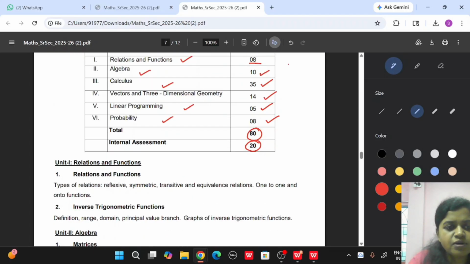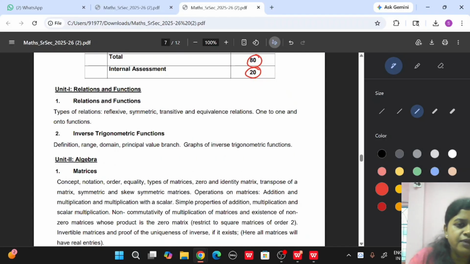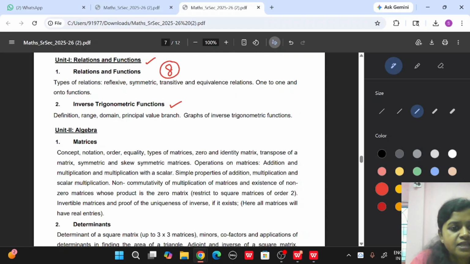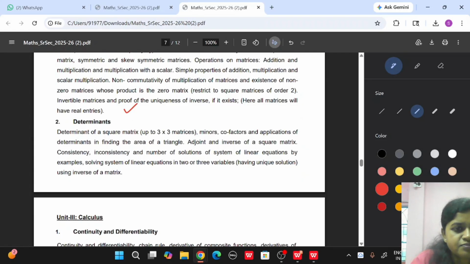Okay, so let us discuss for each unit how many chapters and which chapters are there. For unit 1, there are relations and functions, where different topics are there, and the second chapter is inverse trigonometric functions. For this unit 8 marks are given, so from these two chapters 8 marks will be allotted. Next, for unit 2, algebra, 10 marks are given, and there are matrices and determinants, only these two chapters.